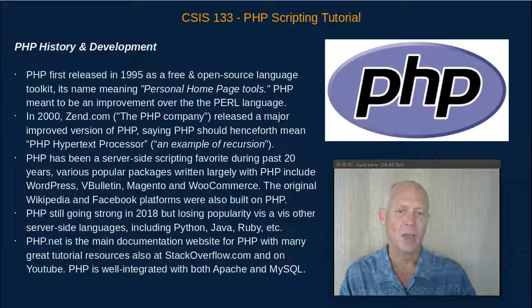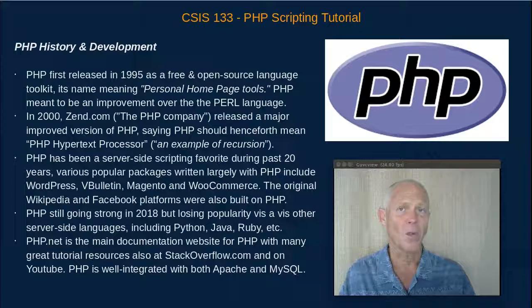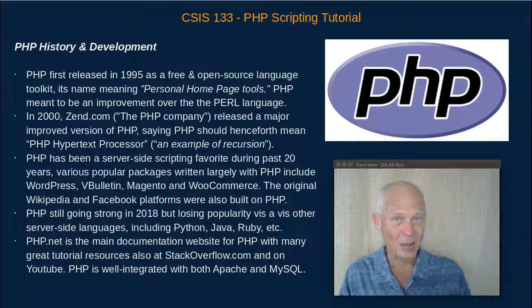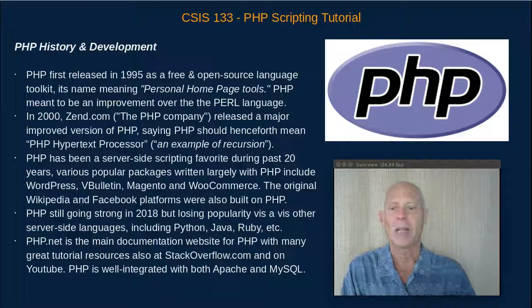In the year 2000, a company which has a website at zend.com released a significantly improved version of PHP. They're still in business, and they have created and maintained something called the Zend framework, which is a very extensive library of functions and utilities for creating websites using PHP. At that time in 2000, they suggested that PHP stand for PHP Hypertext Processor, and then in parentheses, you see an example of recursion. So I guess we call that programmer's humor.